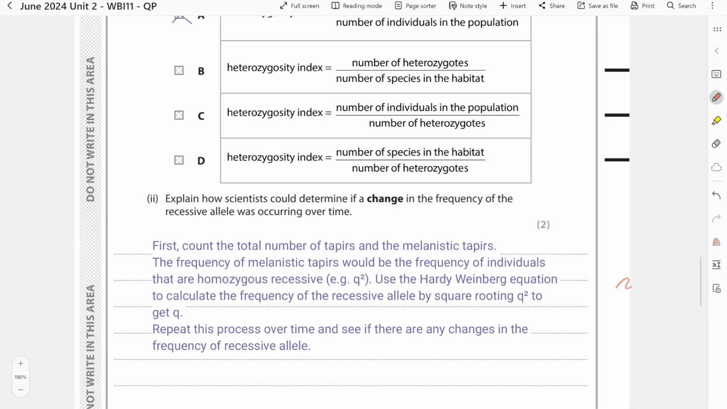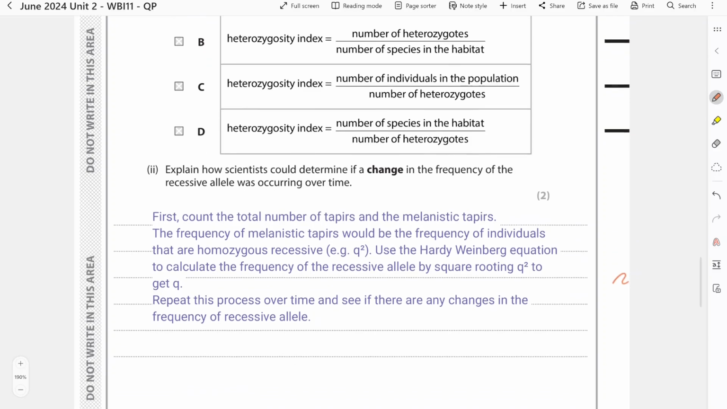So this is what I wrote. First, count the total number of tapirs in all of the population. So that's the first mark. The second mark is use the Hardy-Weinberg equation to calculate the recessive allele frequency. So I wrote this and then square rooting it to get q. So that will be the second mark. And the third mark would be to repeat it over time and then compare to see if there are any changes. All right, that would be 3 marks.